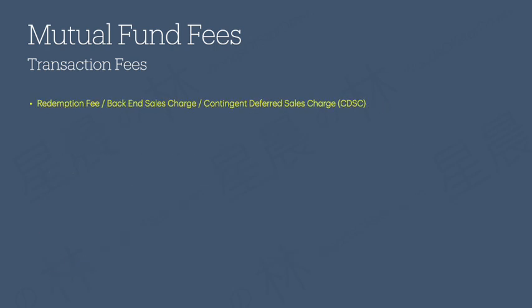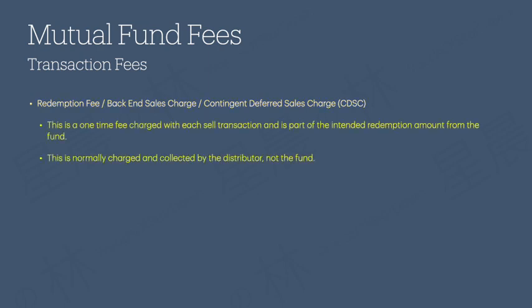When selling a mutual fund, the transaction fee is commonly termed as redemption fee, or back-end sales charge, or contingent deferred sales charge, which is in short CDSC. Similar to subscription fees in a buy transaction, this is a one-time fee charged with a sell transaction, and the most common approach is to bundle this within the intended redemption amount from the fund. The distributor receives the gross redemption amount from the fund provider, then extracts out the redemption fees, then transfers the remaining net amount to the investor.